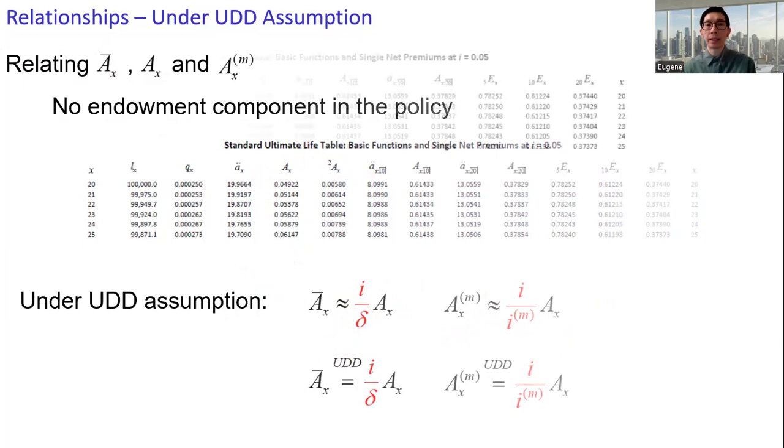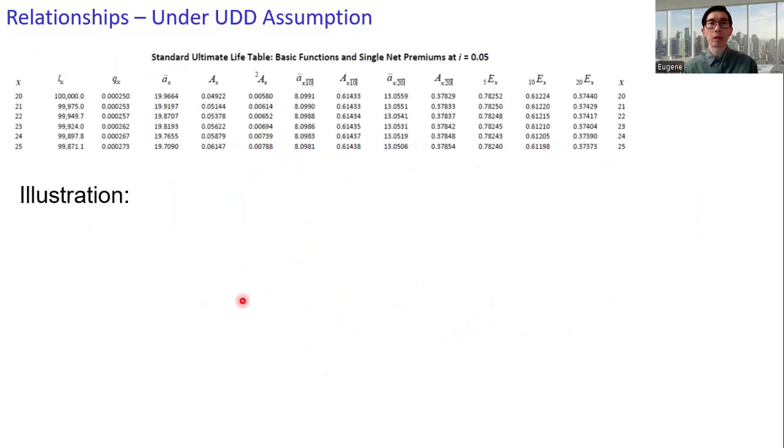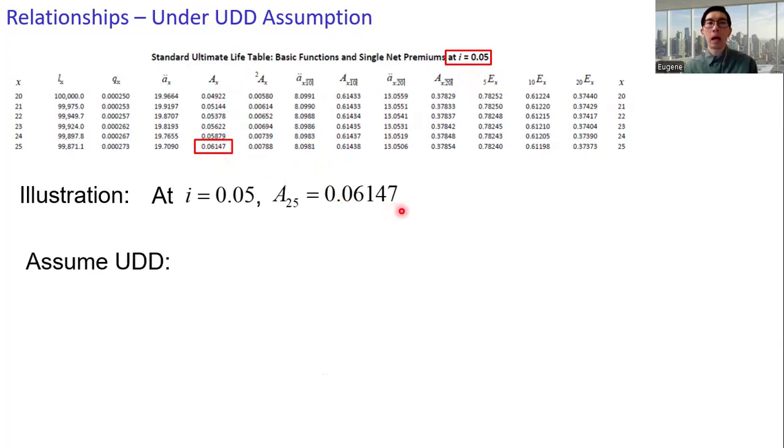Let's take a look at an illustration. First of all, using this life table, make sure that the interest rate is 5%. And suppose we have the value A_25, which is 0.06147. Assume UDD, we can approximate A bar 25 and A_25 with bracket 4, payable at the end of the quarter of death.